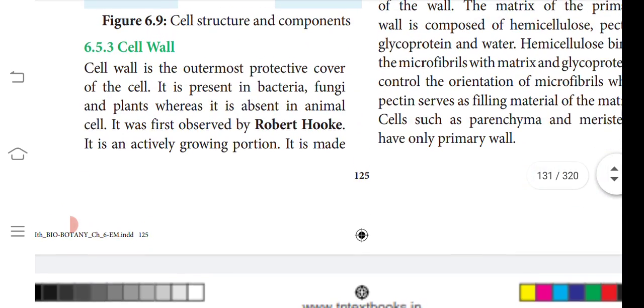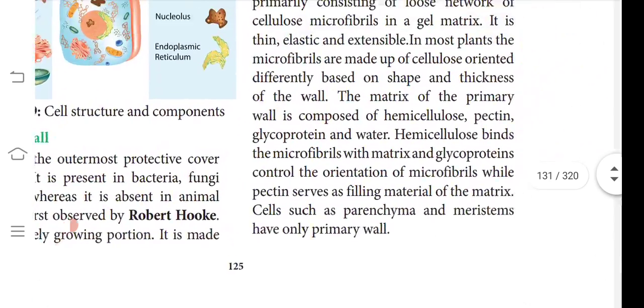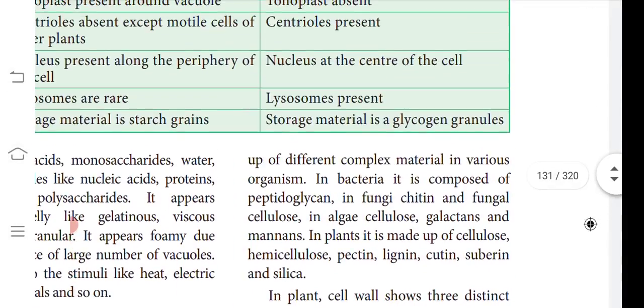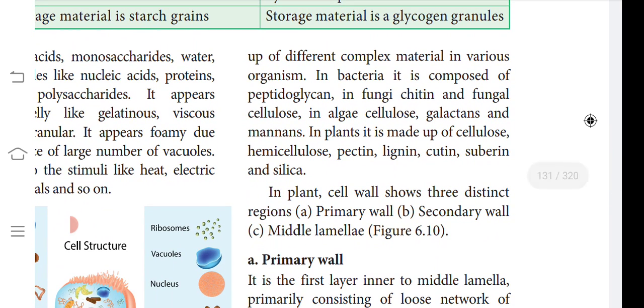Okay, then coming to cell wall. What is cell wall? It is the outermost protective layer found in the plant cell. It is found in bacteria and fungi also. Whereas it is absent in the animal cell, it is an actively growing portion, being a non-living material. It grows by the accumulation, deposition of the polysaccharide. The cell wall can grow. It is growing up as a complex material in various organisms.